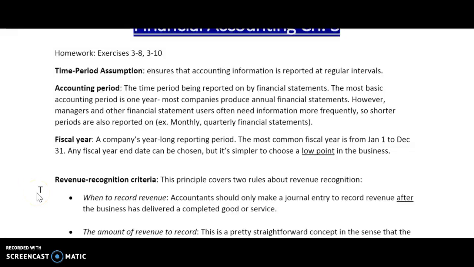A fiscal year is a company's year-long reporting period. And as you might expect, the most common one is from January 1st to December 31st. But in actuality, you can pick any fiscal year end date that you want. For example, you could go from August 1st to July 31st, for instance.